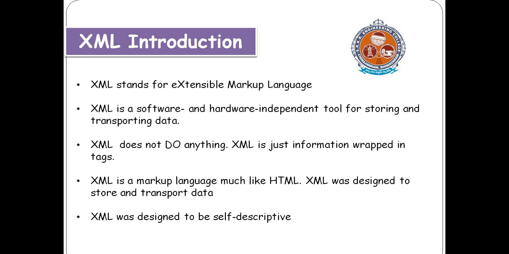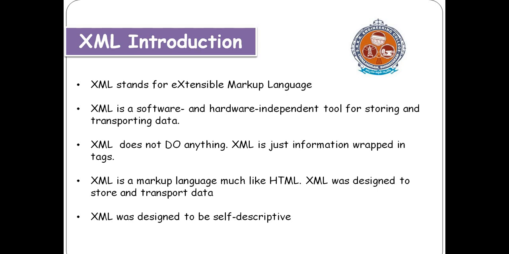XML does not do anything. XML is just information wrapped in tags. That means XML is a software and hardware independent tool, and it can contain any data that is to be stored and then transported. It is just wrapped information. XML is designed to store and transport data. HTML is used to display the data, but XML is used to store and transport the data. XML was designed to be self-descriptive.